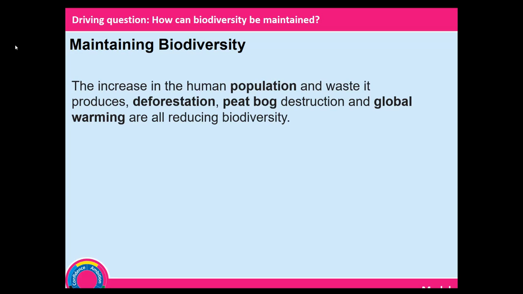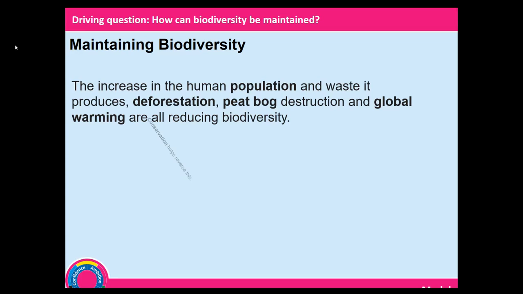Because when you burn the forest or you burn the trees, and then you burn the peat bog, you're releasing carbon dioxide into the atmosphere. Because the forest as well as the peat bog, they are a store of carbon. Especially peat bog, they are referred to as carbon sinks.